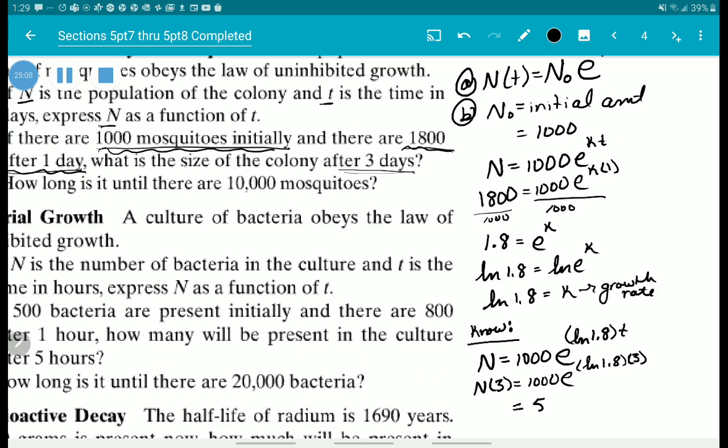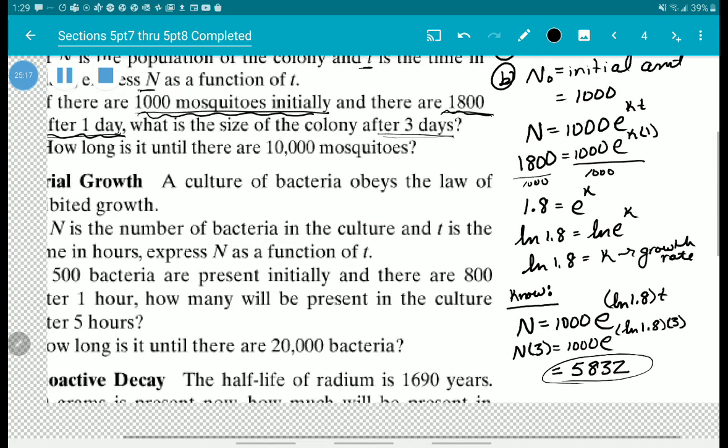So when I did this, I got 5832. So we would have 5,832 mosquitoes. That's a lot of mosquitoes.